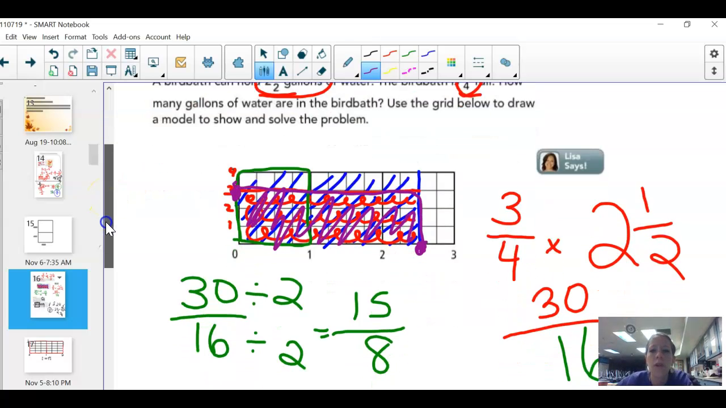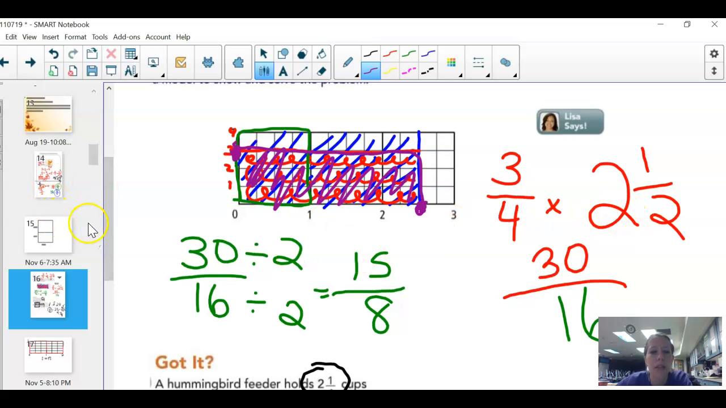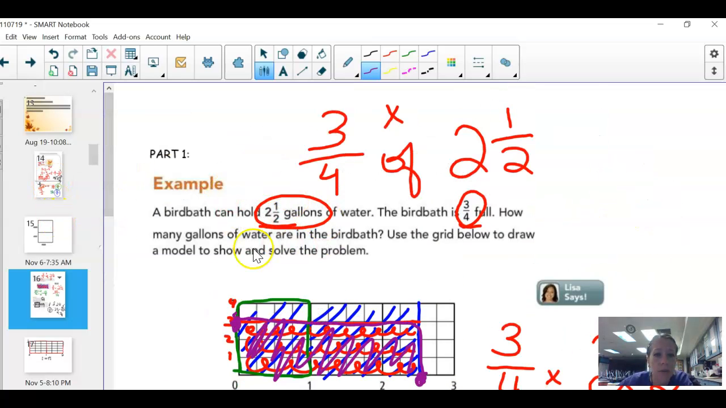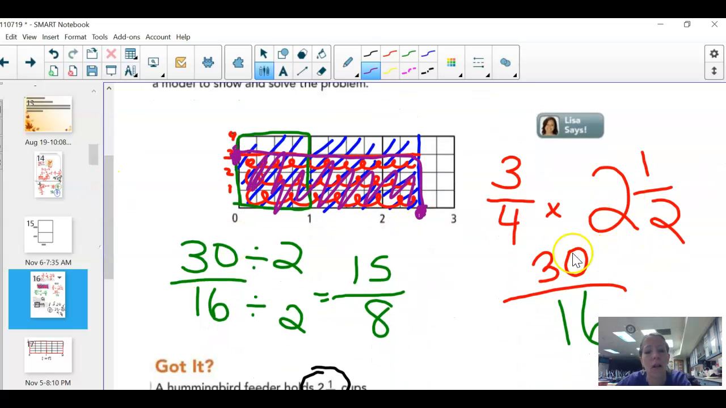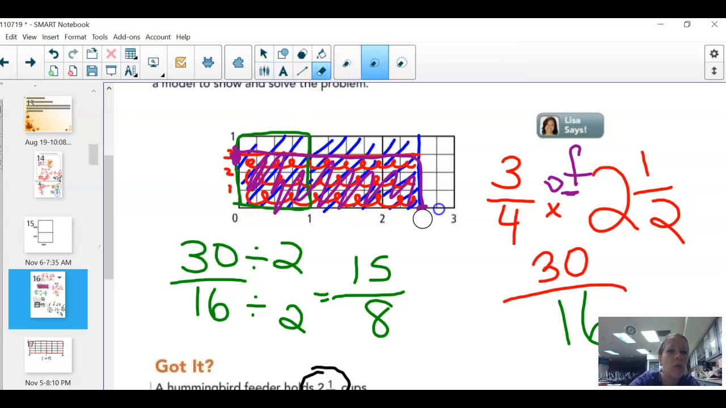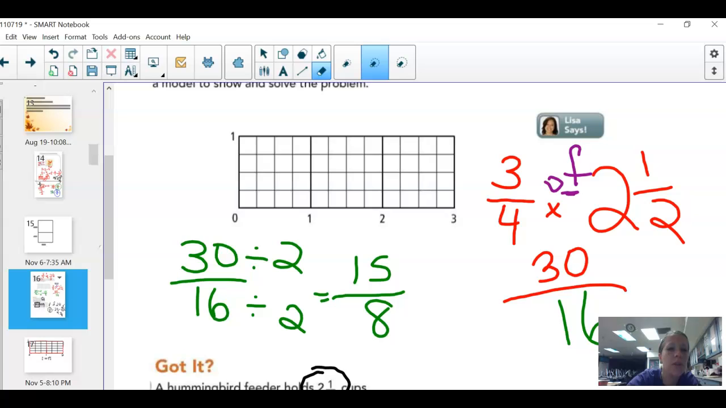Okay? We then said that was the same as 3/4 of the 2.5. If you think of this as "of," it is 3/4 full of the 2.5. And remember that of is times. We then counted all of these. That gave us 30. And then we look at one whole. So I counted all the ones underneath.